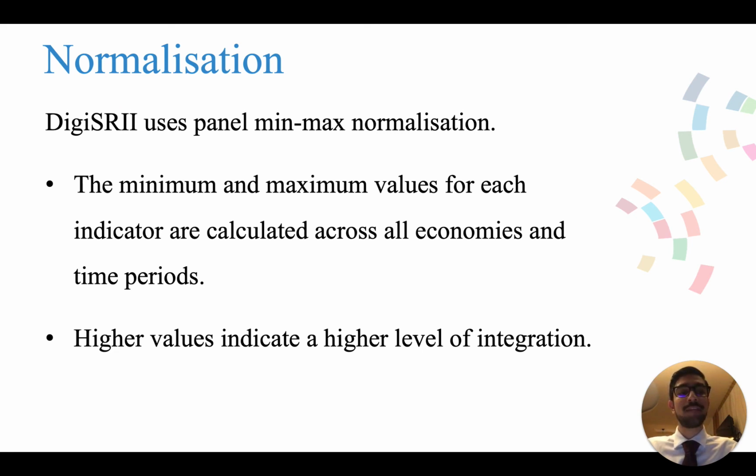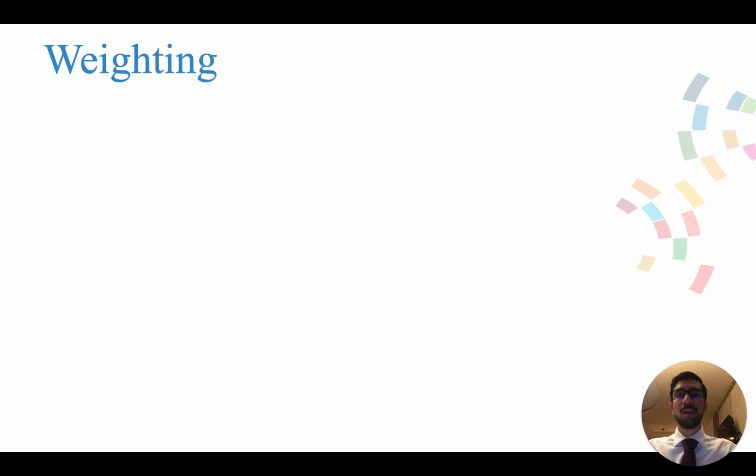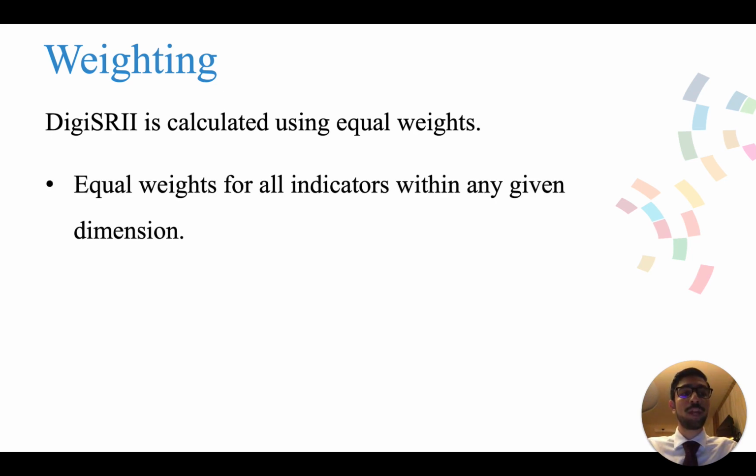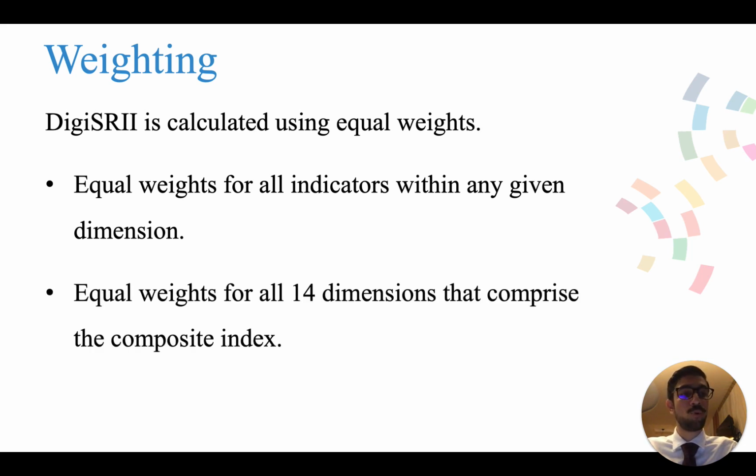For indicators that have a negative direction of change, that is, higher values indicating a lower level of integration, for example, the case of average tariffs on regional partners, the normalized indicator is adjusted taking additive inverse to have higher values indicating higher levels of integration. DigiSRII is calculated using equal weights. This means equal weights for all indicators within any given dimension, as well as equal weights for all 14 dimensions that comprise the composite index.